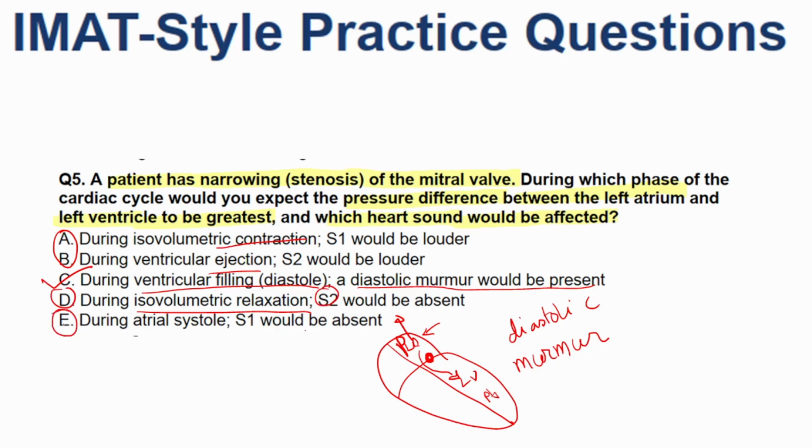Option E is wrong because while atrial systole is part of late diastole, the pressure difference and turbulent flow span across the entire ventricular filling phase, and it doesn't cause the S1 sound to completely disappear, but the option says that it is absent. That's why it would be wrong too. Therefore, option C provides the most accurate physiological and clinical description of mitral stenosis.